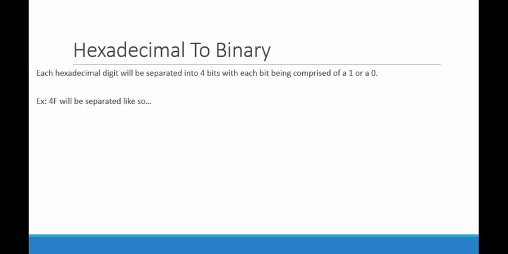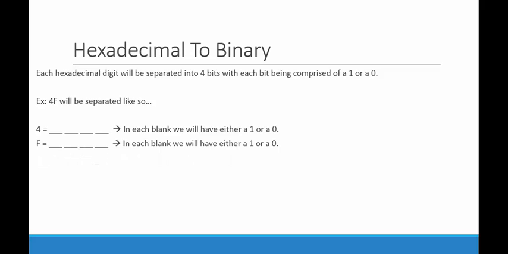Well, let's talk about changing hexadecimal to binary. It's very simple. Each hexadecimal digit, remember, is going to be separated into 4 bits, with each bit being a 1 or a 0. So let's take 4F. We're going to separate it like so. We're going to take 4, and we're going to have 4 blanks here. In each blank, we're either going to have a 1 or a 0. So I have 1, 2, 3, 4 bits here, 4 blanks with a 1 or a 0, because remember, binary numbers use 1 or 0. And then I have the letter F, and I'm going to have 4 blanks here as well. 1, 2, 3, 4. We're good to go.